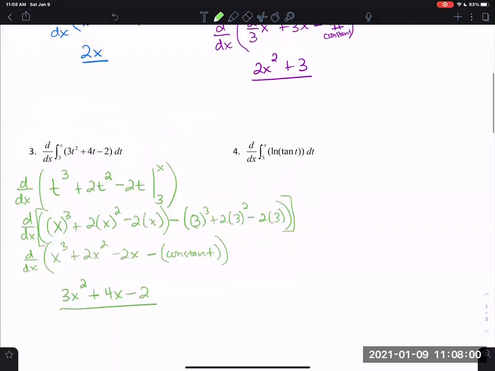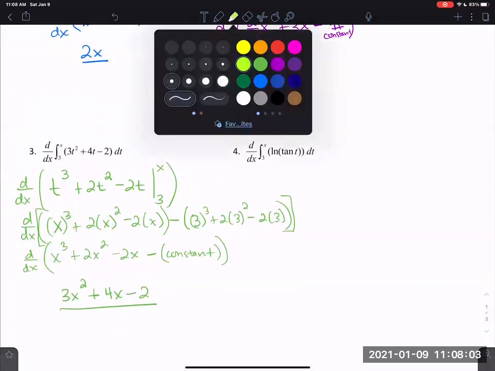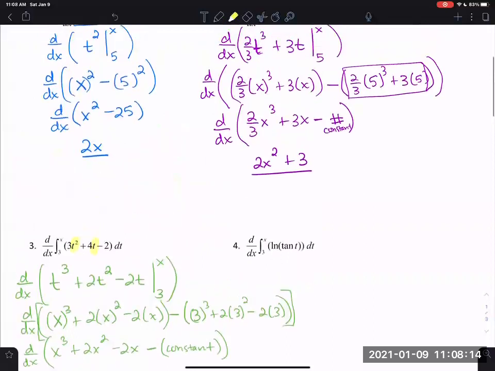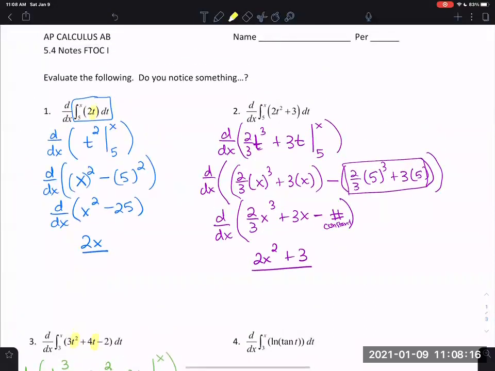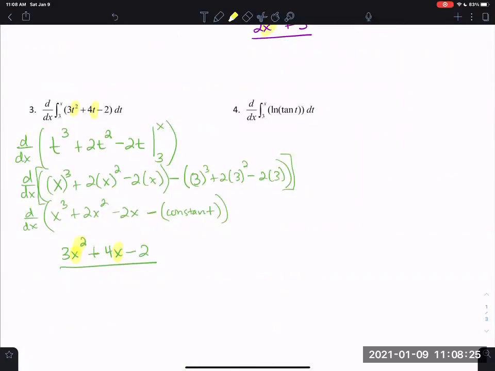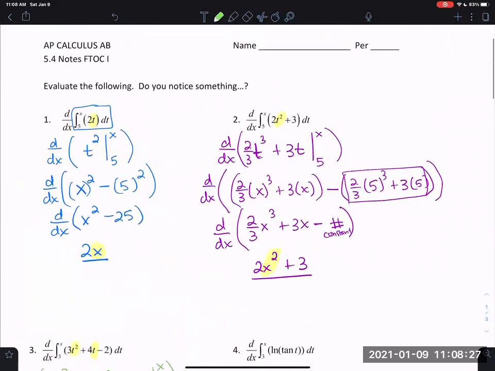So I hope that something you are seeing is that we are replacing whatever the dummy variable is in the problem. In this case, they were all t's. I would say t is a very popular dummy variable. They are simply replaced with x's, as long as, if you notice, your lower bound is the constant. So what's also a theme here? Lower bound is the constant.